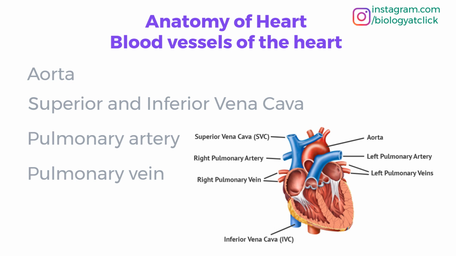Now let us move on to understand the major blood vessels of the heart. First is the aorta. 2. Superior and inferior vena cava. 3. Pulmonary artery and 4. Pulmonary vein.